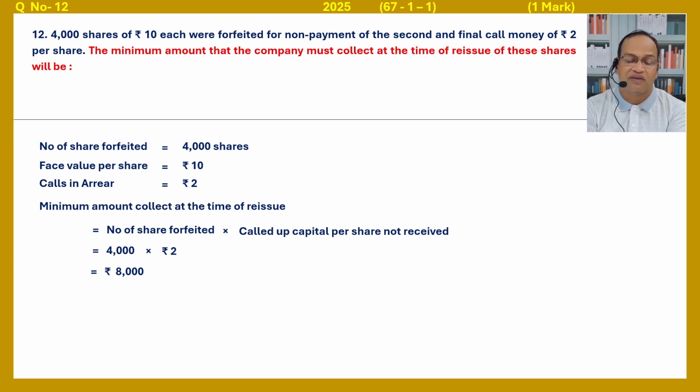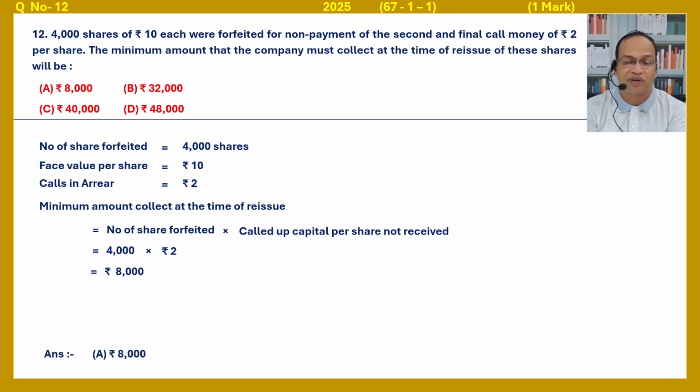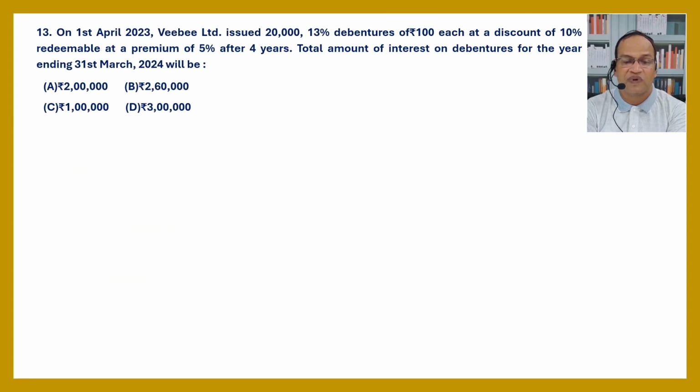Another formula: number of shares forfeited into amount issued at the time of forfeiture minus forfeiture amount. That is the minimum amount. What is the formula? Number of shares forfeited into bracket, called-up capital per share at the time of reissue, minus forfeiture amount. So it is available in point number A. Next, 13.